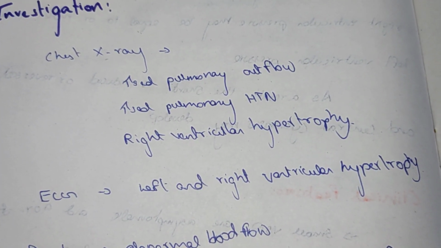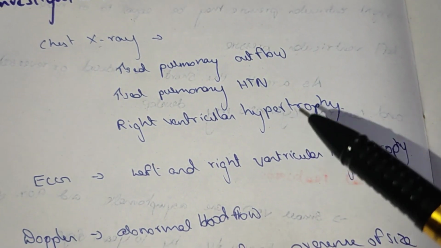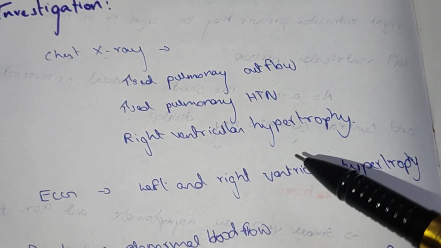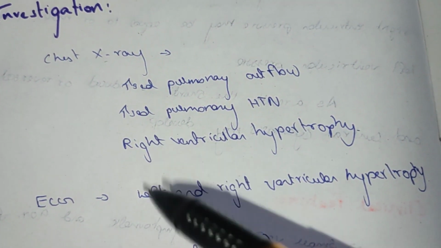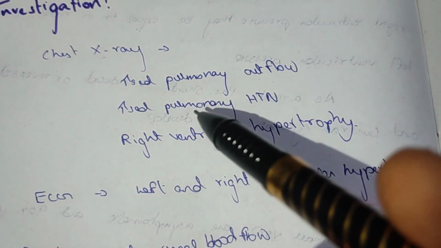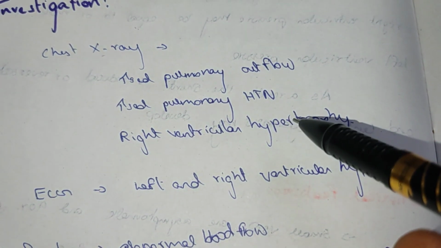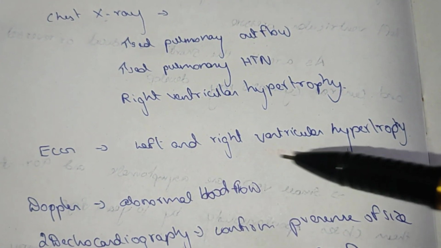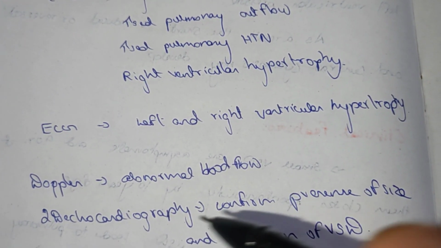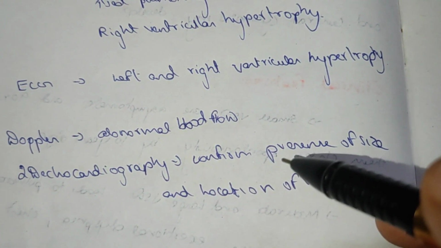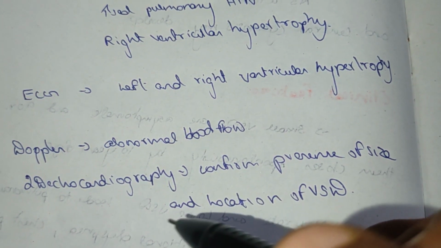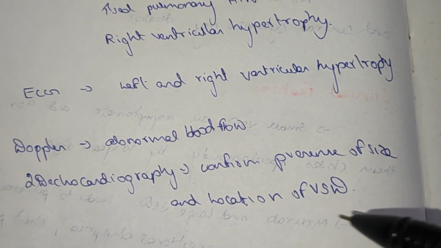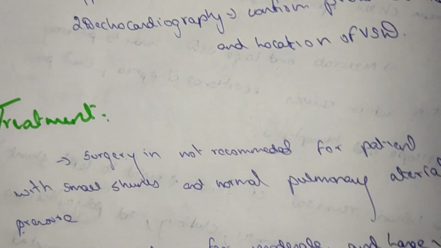Investigations: in chest X-ray we can see increased pulmonary outflow, increased pulmonary hypertension, and right ventricular hypertrophy. In ECG, left and right ventricular hypertrophy is seen. In Doppler, abnormal flow is seen. 2D echocardiography confirms the presence, size and location of the ventricular septal defect.